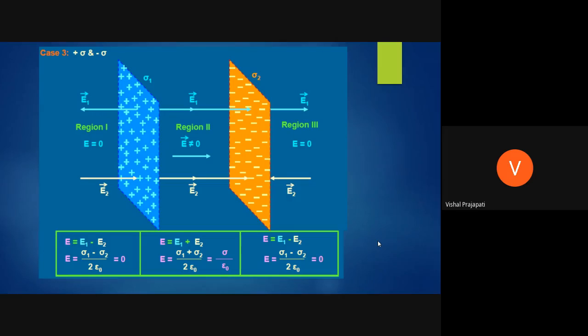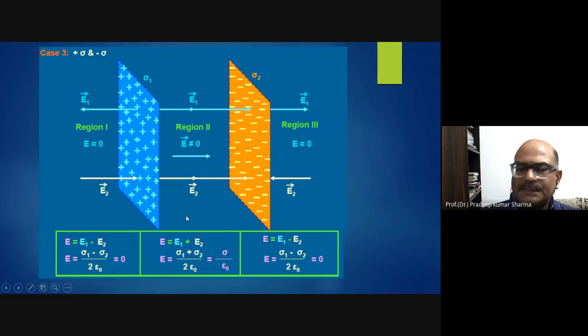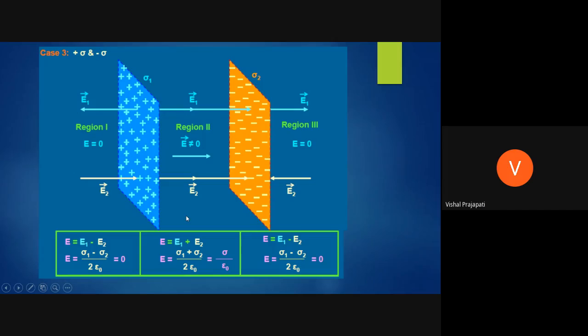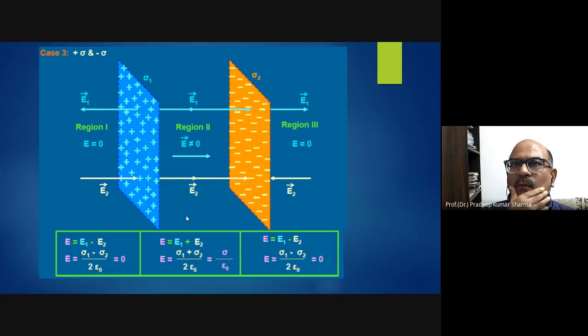You are on E is equal to E1 minus E2. E is equal to sigma 1 by 2 epsilon naught. So I hope this is clear. Can I move to the next application?